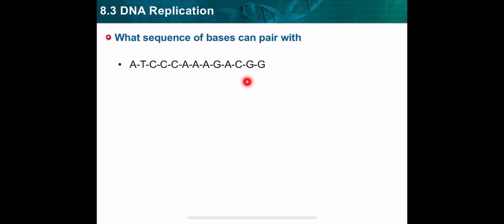Here is one strand, and this strand has a certain sequence of bases. Can you use this strand as a template to build or to draw the complementary strand? Yes, let's try it in your copybook. A pairs with T, T pairs with A, C with G, and so on. Let's see the answer. Here is the complementary strand. So now you used this first strand as a template to build the second strand.